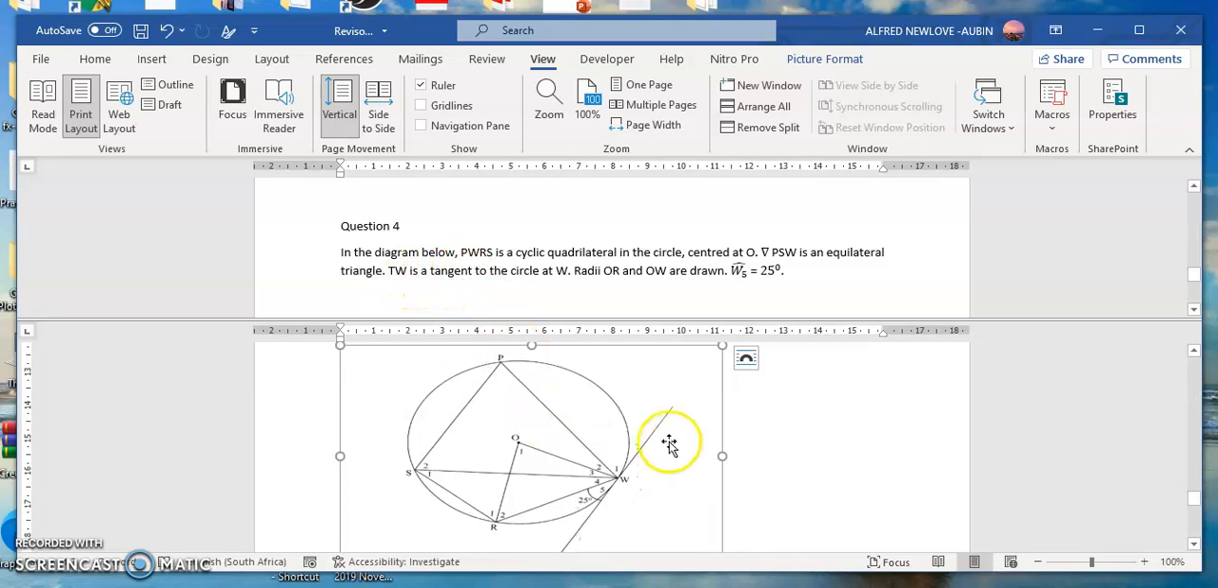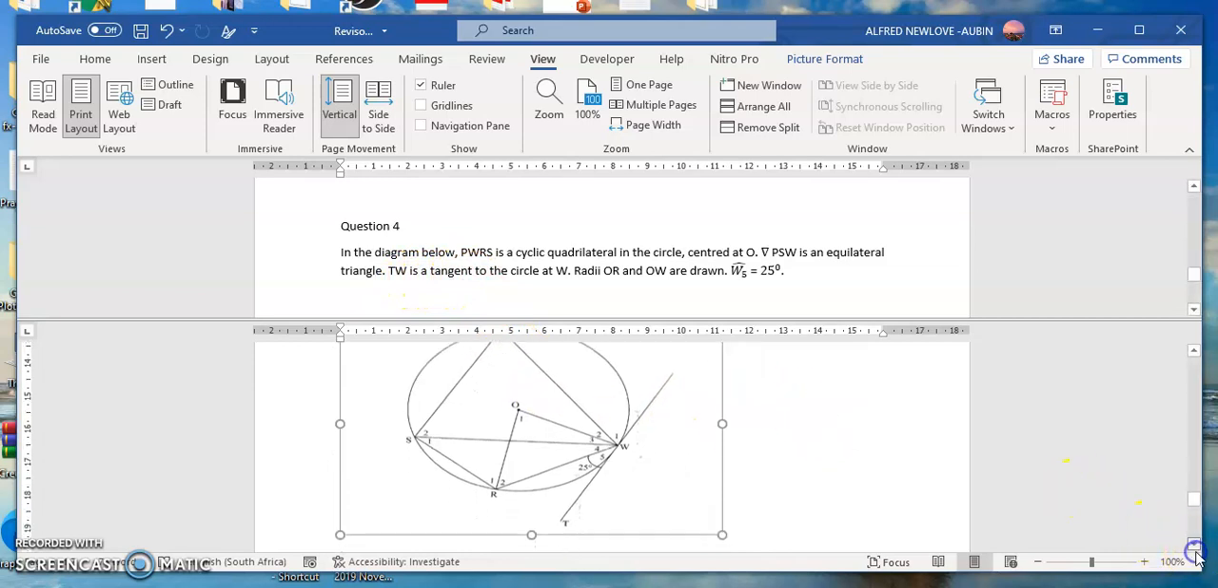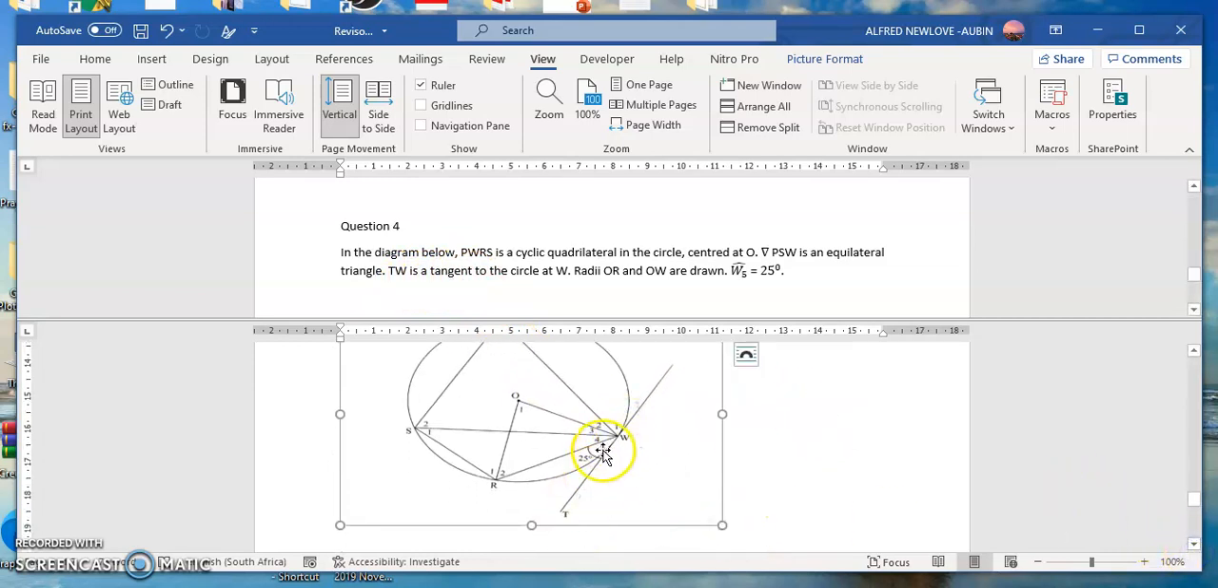TW is a tangent to the circle at W. So the point of tangency is W. Radii OR and OW are drawn. So this is a radius, OR, and this is also a radius, OW. Then W5 is 25 degrees.